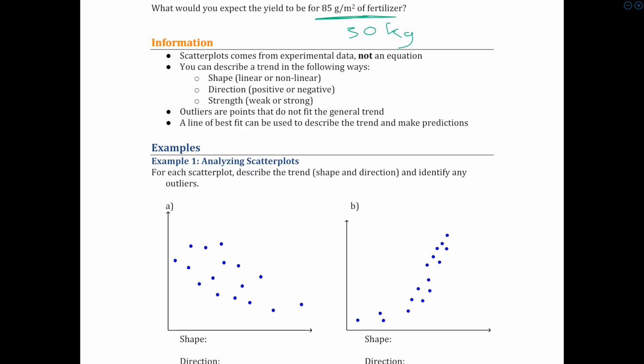Now, to go beyond this, let's get a little bit more technical. Scatterplots come from experimental data, so it won't exactly follow your line. And there's a couple things we're looking for. One, what's the shape? Does it look linear or not? You could have a scatter plot in which your data looks like that. Right? You could have a scatter plot where those are your points. Pretty hard to make a line of estimate from that, right?